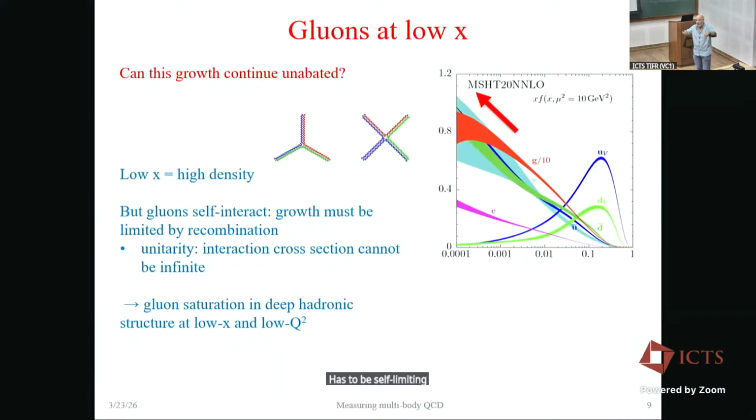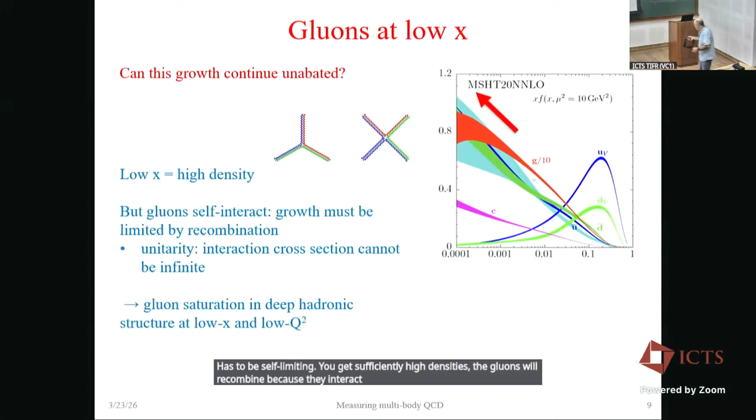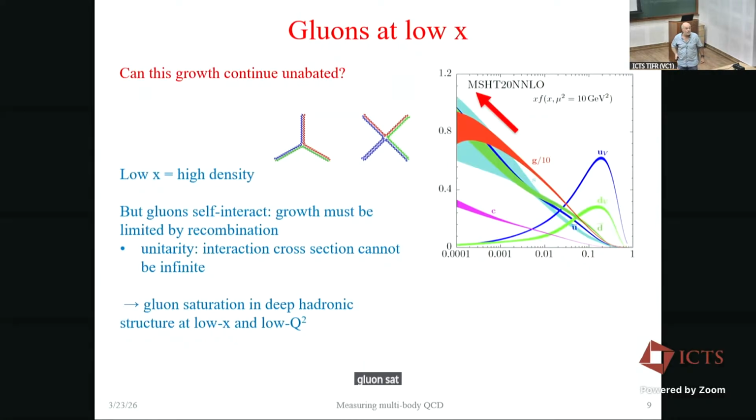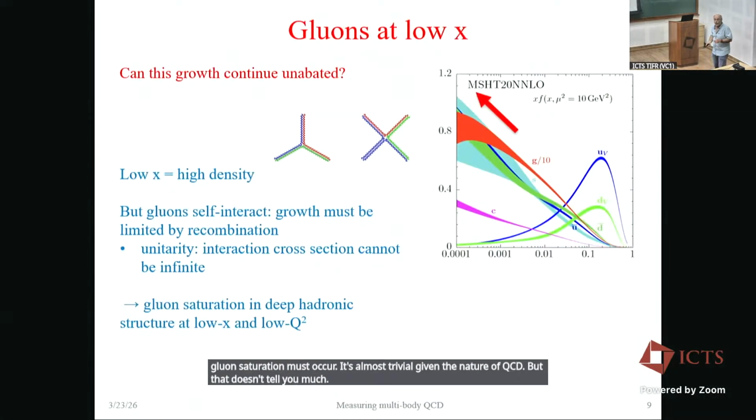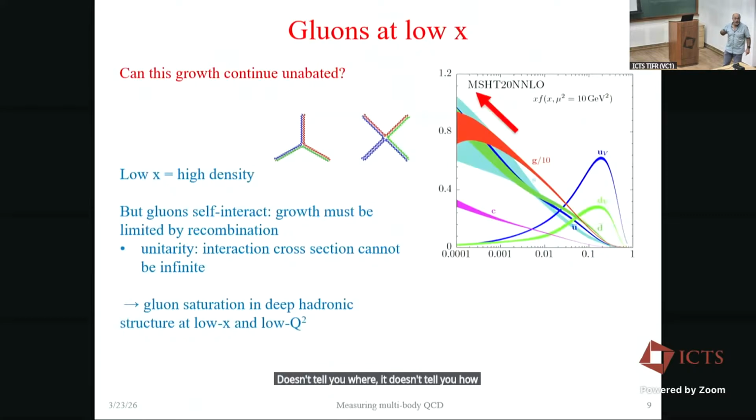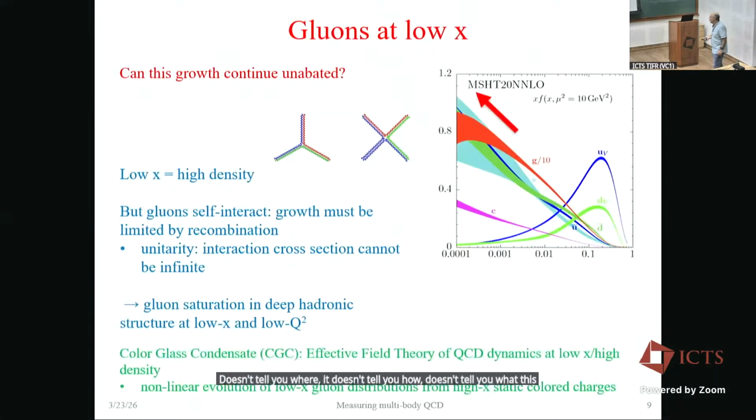You get sufficiently high densities, the gluons will recombine because they interact between themselves. So eventually, just completely generically from the fact that QCD is non-abelian, gluons carry color charge, at sufficiently low x, sufficiently high densities, gluon saturation must occur. It's almost trivial given the nature of QCD. But that doesn't tell you much. Doesn't tell you where, doesn't tell you how, doesn't tell you what this state of saturation really is.